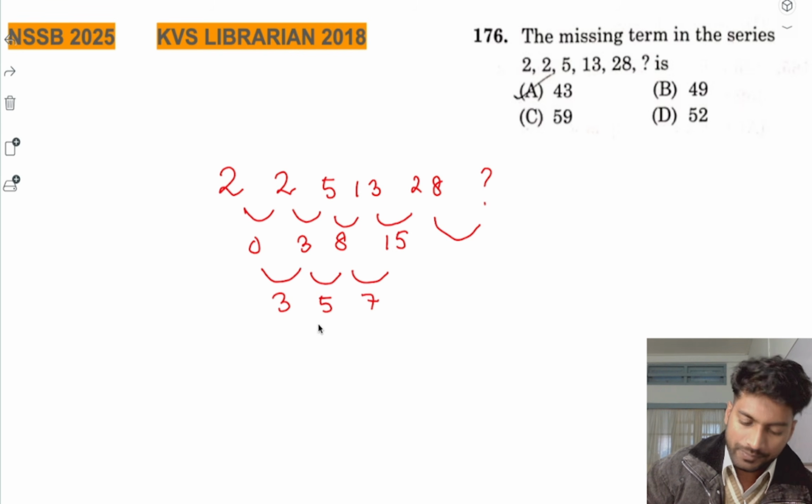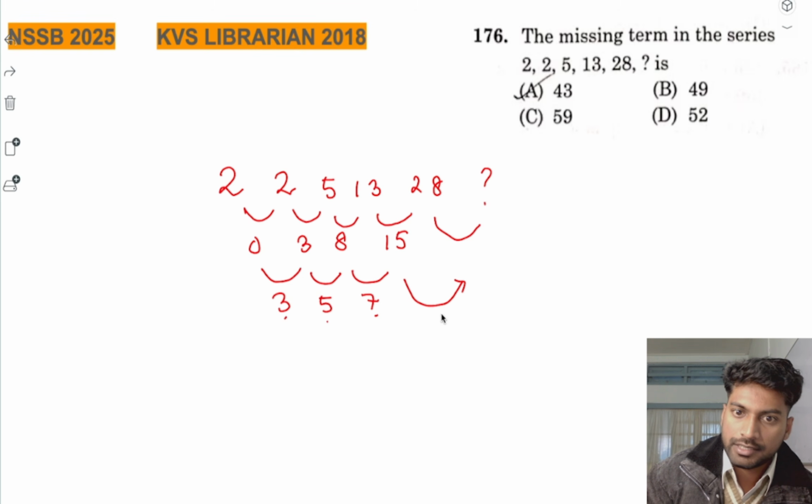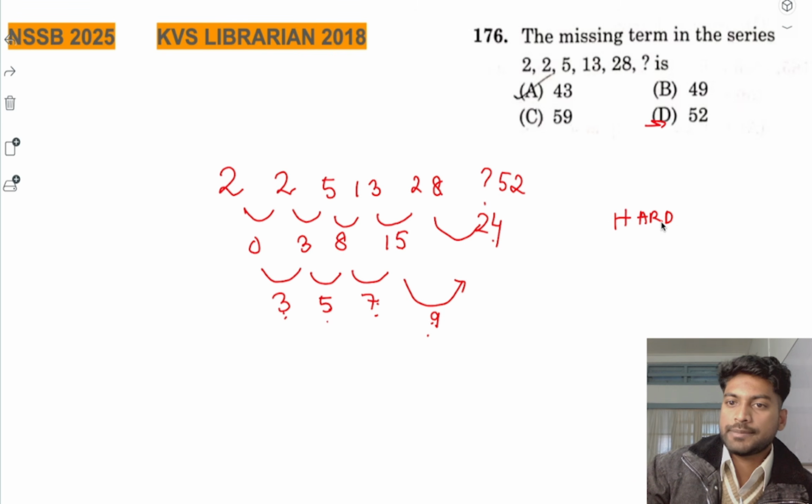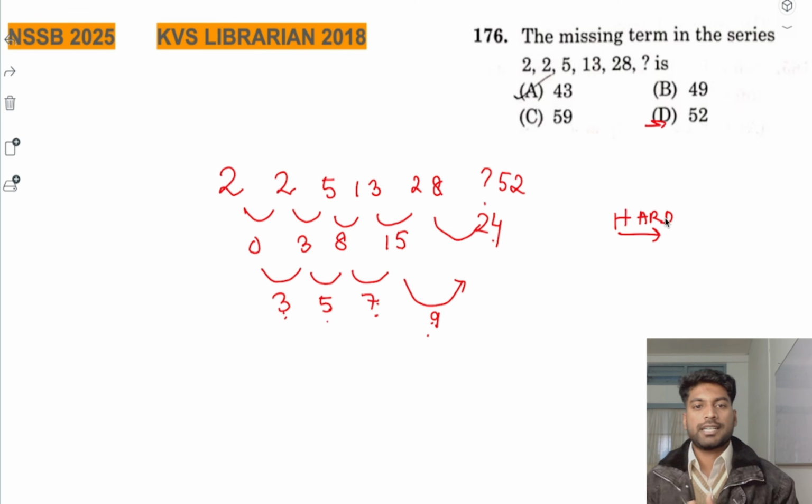Now see here. Here you will get a pattern 3, 5, 7. So definitely here will be 9. Yes or no? Bolo. Here it should be 9. Dekho 3, 5, 7. It should be 9. So if it's 9, then 9 and 15, that is your 24. And 24 and 28, that will be your 52. So your answer will be 52 only. It's a hard question, I can say. For NSSB, not other exams. For NSSB, it's a hard question.